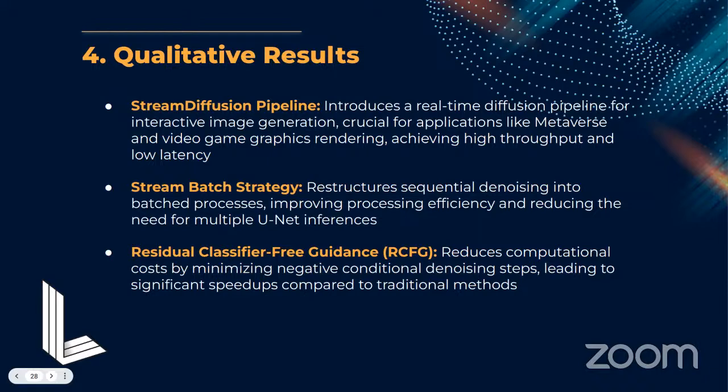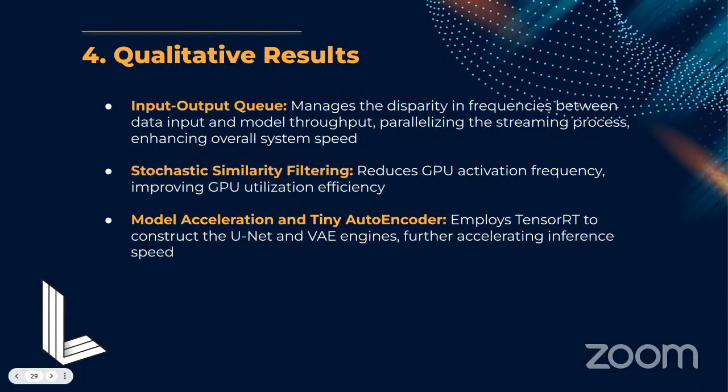And then comes the RCFG, which is the Residual Classifier-Free Guidance. It reduces the computational cost by minimizing the negative conditional denoising steps, leading to significant speedups compared to traditional methods. That's why it had a good effect on the inference time. Then comes the input-output queue. It manages the disparity in the sequence between the data input and model throughput, parallelizing the streaming process and enhancing overall system speed. Then comes the stochastic similarity filtering.